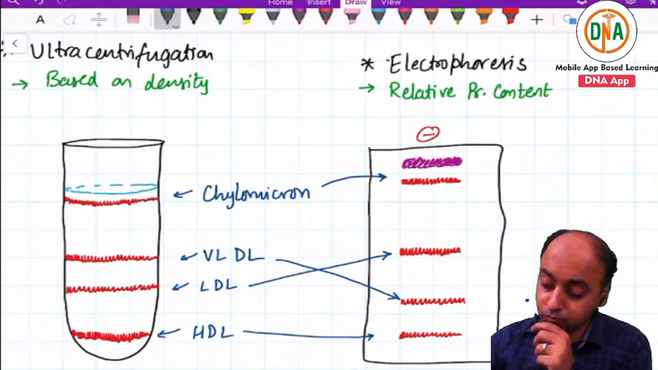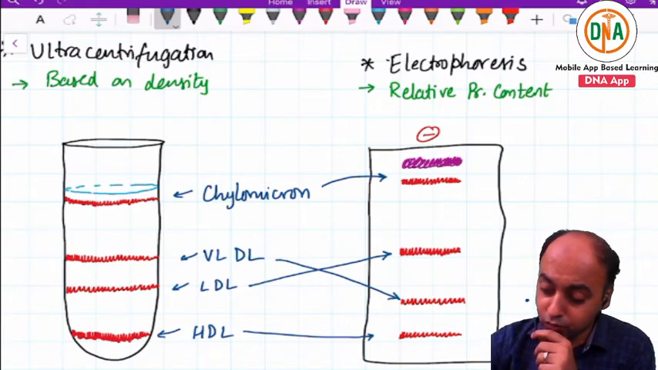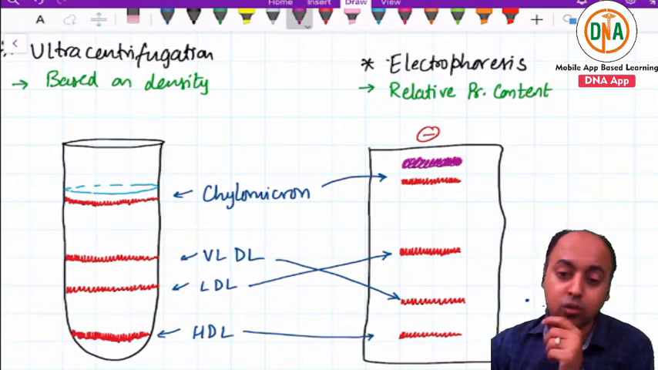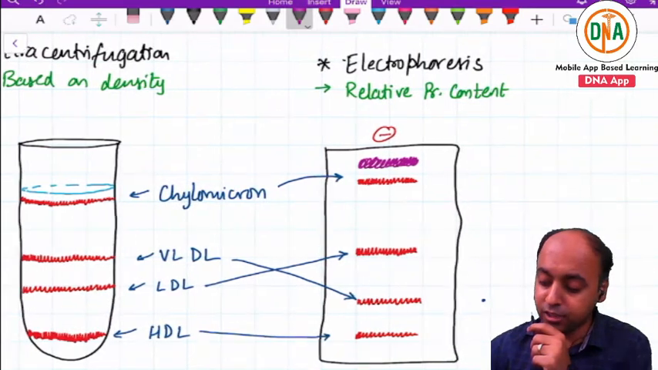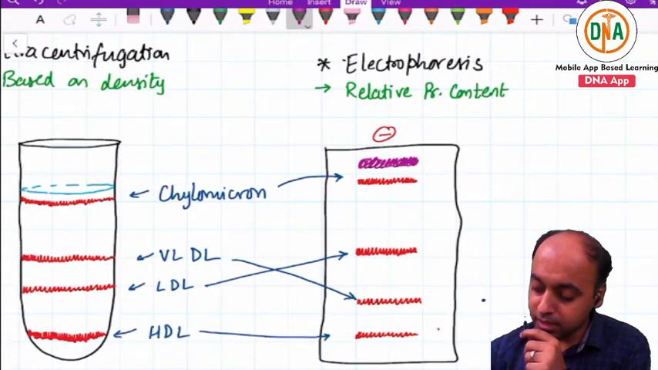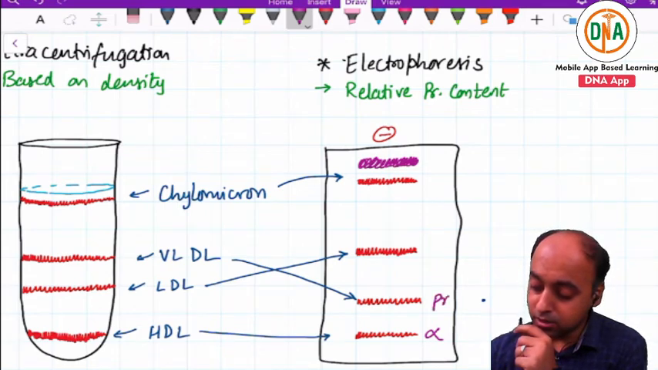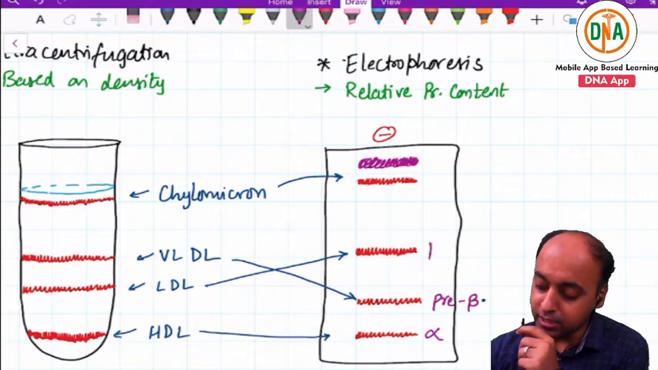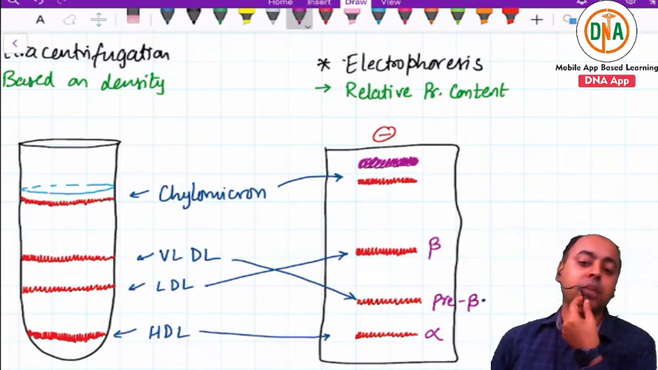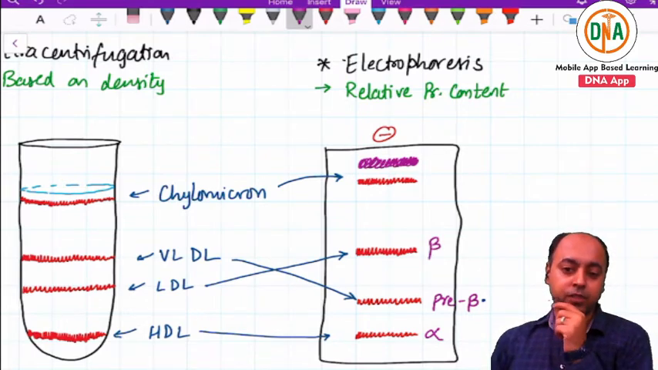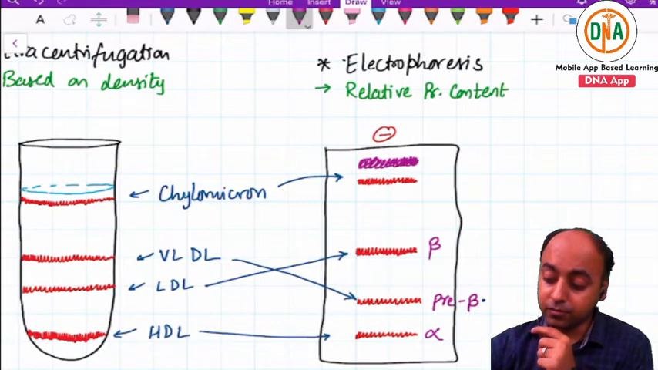Now, on electrophoresis, the fragments that you get are also slightly differently labeled. This is the alpha lipoprotein. This is the pre-beta lipoprotein, and LDL is called the beta lipoprotein. This is a slightly additional, or you can say different, labeling which is seen.